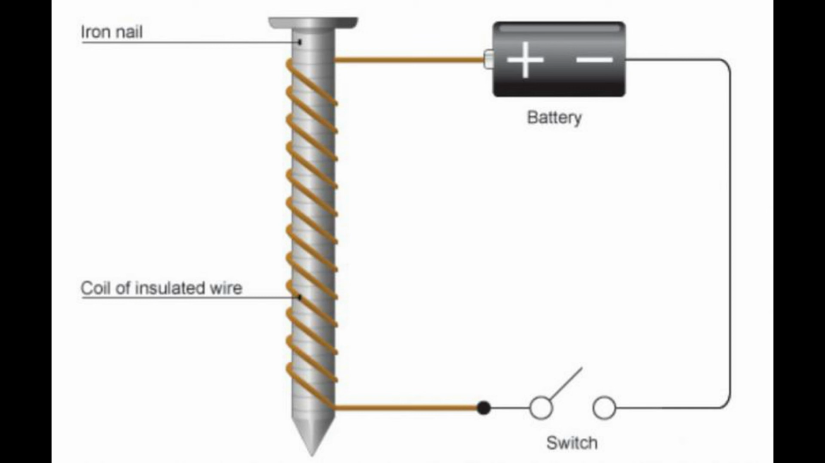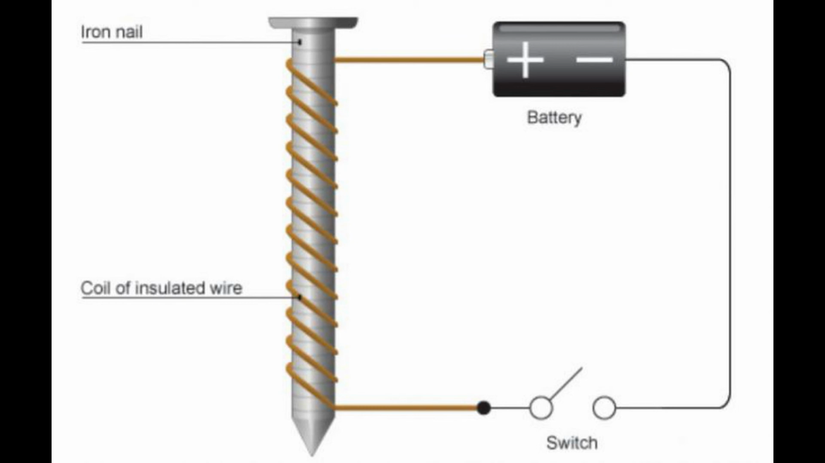Place some pins on or near the end of the nail. Now switch on the current. What happened? Do the pins cling to the tip of the nail? Switch off the current. Are the pins still clinging to the end of the nail? So you can see what changes happen. The coil in the above activity behaves like a magnet when the electric current flows through it. When the electric current is switched off, the coil generally loses its magnetism.